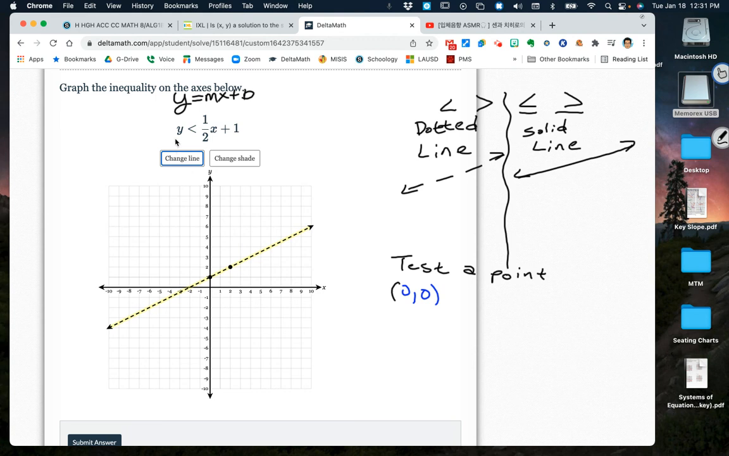So we would have 0 less than 1/2 times 0. We would end up with 0 is less than 1. Is that true or false? Is it true that 0 is less than 1? Yes, it is. So we do want that side, since 0, 0 is there. Boom.